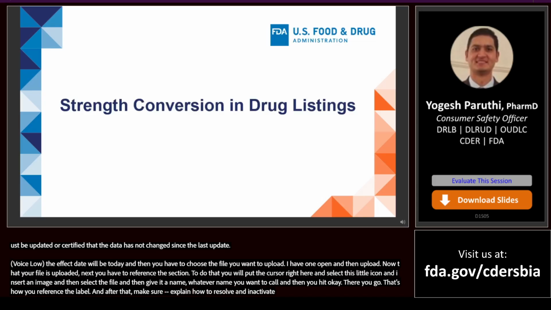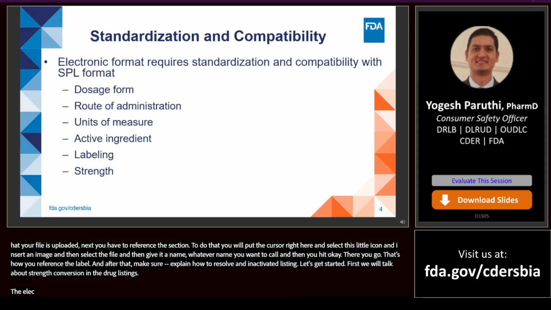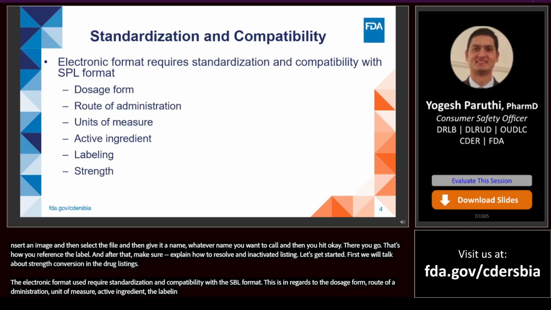So let's get started. First, we're going to talk about strength conversion in the drug listings. The electronic format that is used requires standardization and compatibility with the SPL format. And this is the case with regards to the dosage form, the route of administration, the unit of measure, the active ingredient, the labeling, and the strength, which is what we're going to talk about.